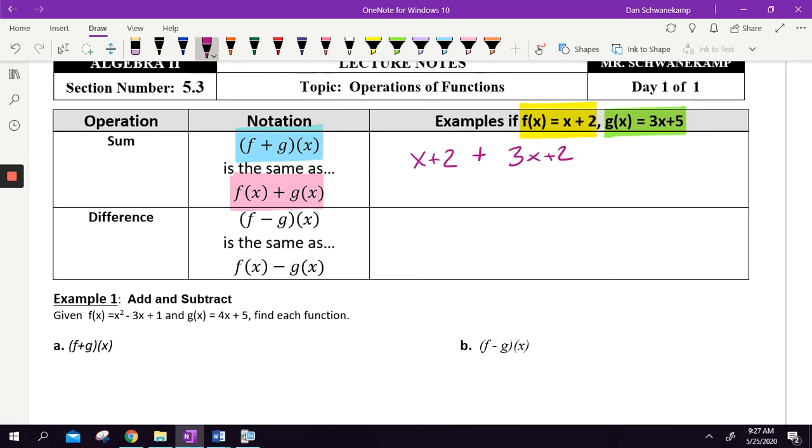And then we're going to do it. We just add it together. And so we're looking for like terms. x and 3x is 4x. 2 and 2 is 4. I'm done. That's it. All right.